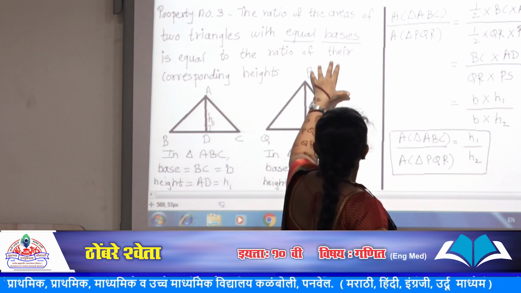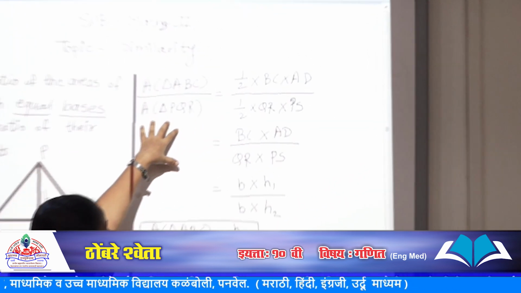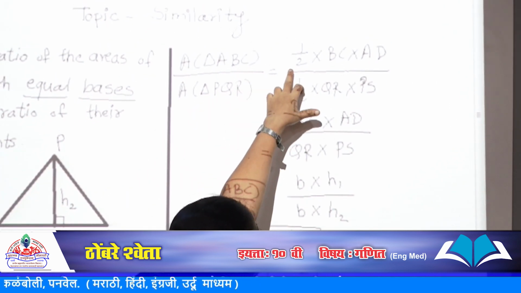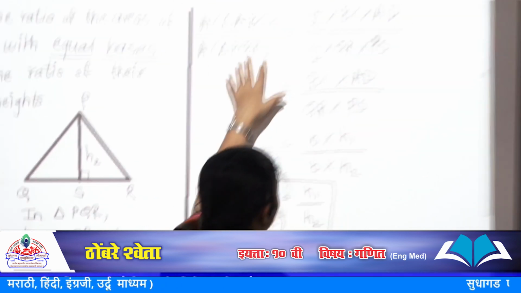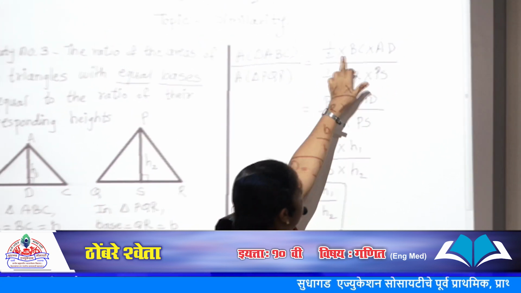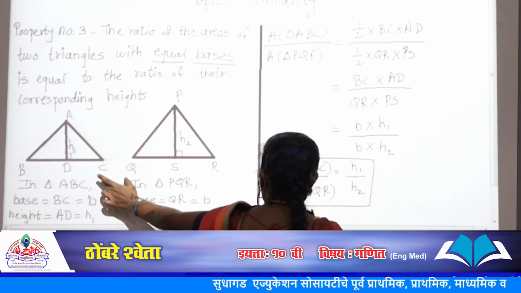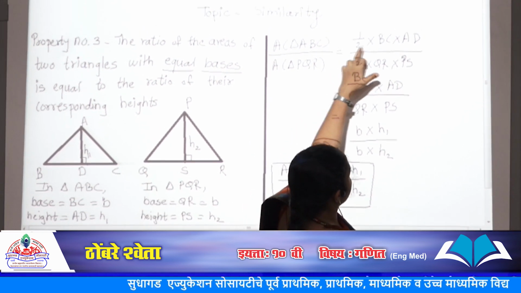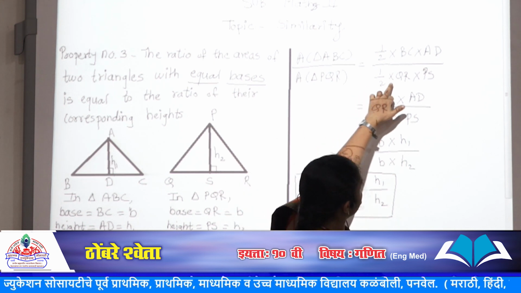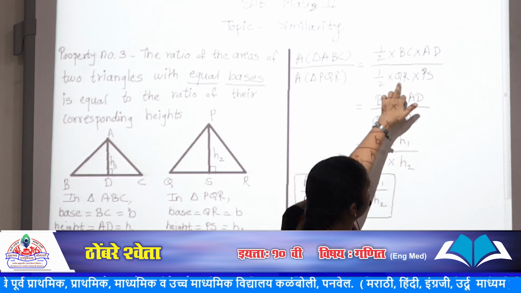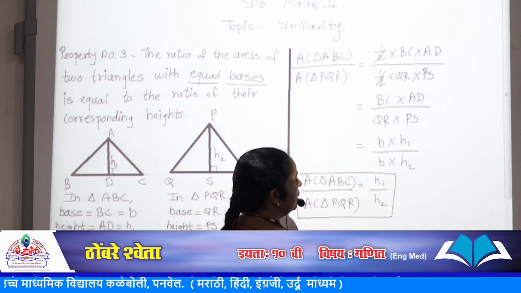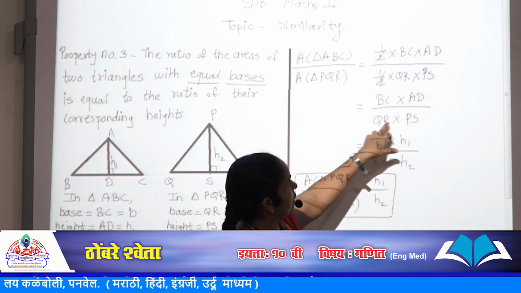Now according to the property, here we take the ratio of the areas of two triangles. Again we are going to use the same formula to find the area of the triangle, that is 1 upon 2 into base into height. So ratio of the areas of two triangles is equal to 1 upon 2 into base into height. Here base of triangle ABC is BC and height is AD. So here 1 upon 2 into BC into AD. Similarly, in case of triangle PQR, 1 upon 2 into base into height. That means 1 upon 2 into QR into PS. Again, here 1 upon 2 gets cancelled. What is the remaining? BC into AD upon QR into PS.